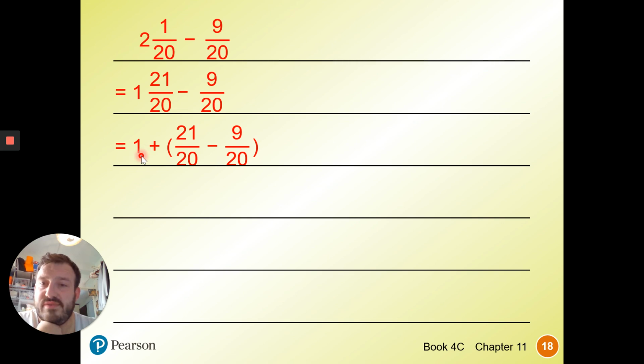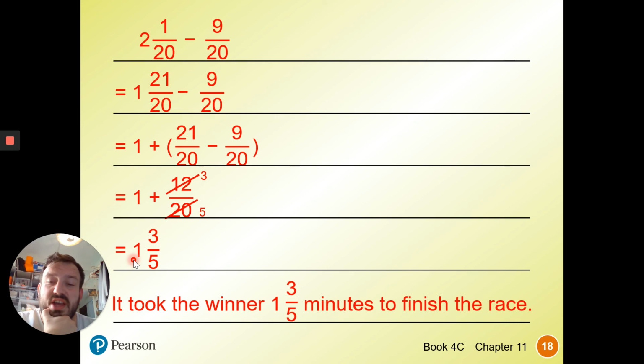Then there's nothing to minus from our 1, so we leave that on there. And then we just do 21 minus 9, which gives us 12/20. We know that can be reduced, or should be able to know that it can be reduced. Both numbers can be divided by 4, so that gives us 3/5, and that's 1 and 3/5. It took the swimmer 1 and 3/5 of a minute to finish the race.